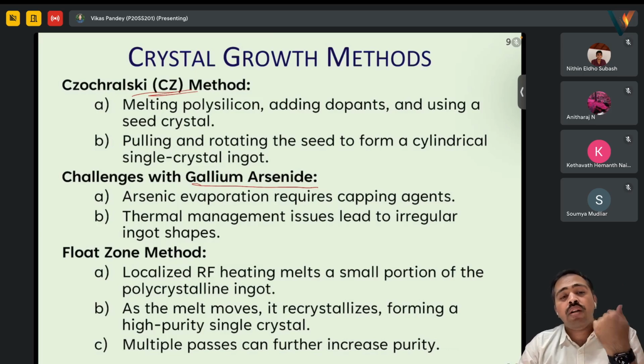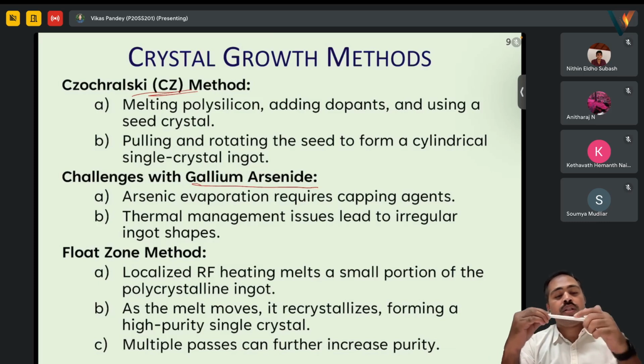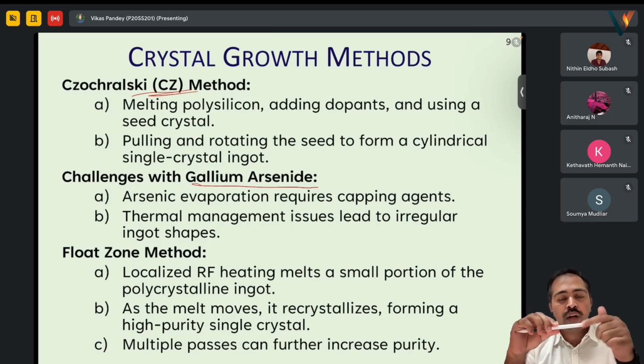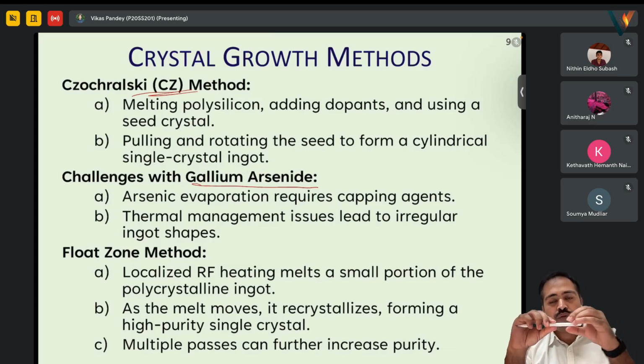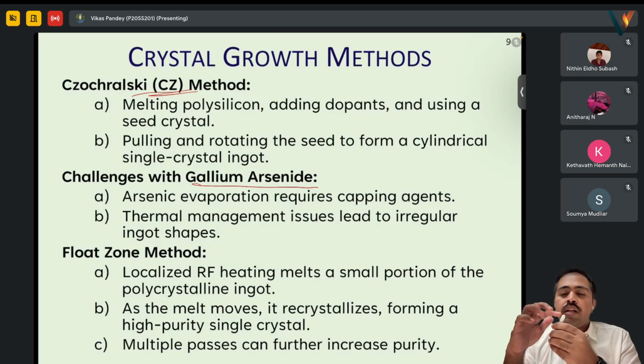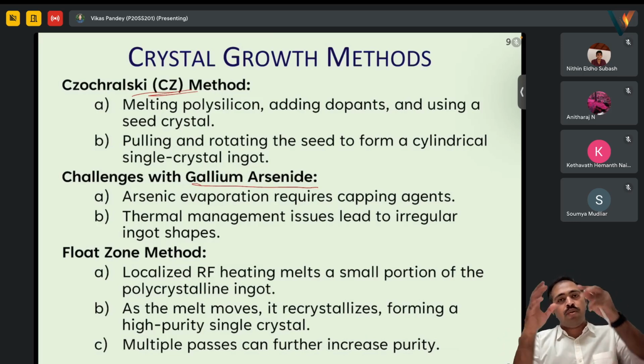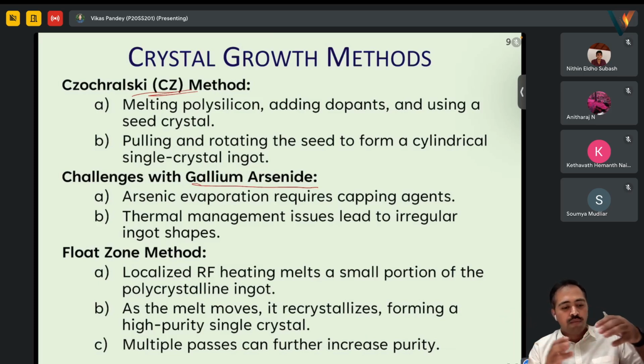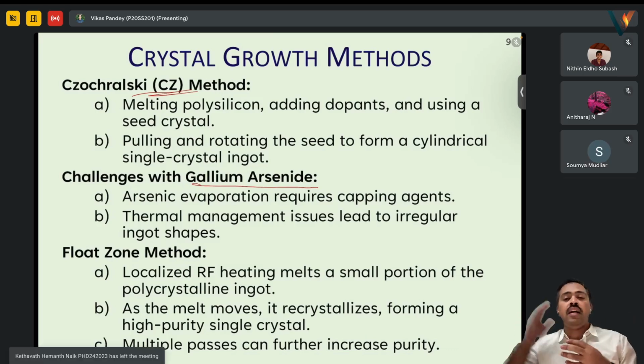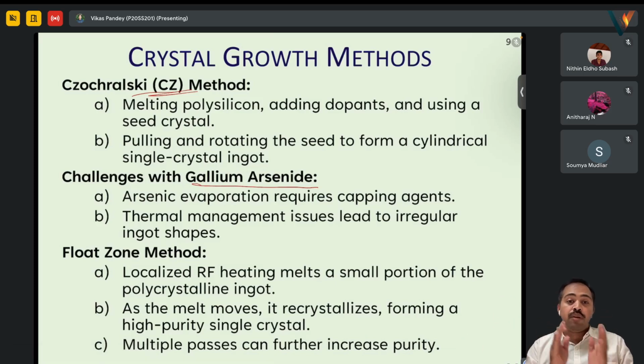So we go for the float zone method that I talked about, where we use heating coils to melt a portion and then move it forward. That molten part carries the impurities with it as it moves forward, and the area behind it cools. This is done multiple times so that we can get a very pure or ultra pure material. Fine.